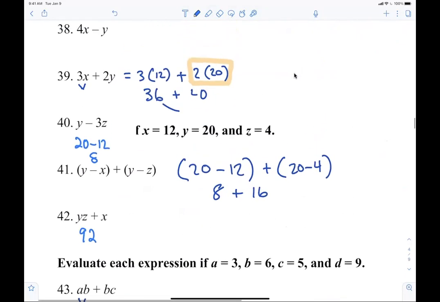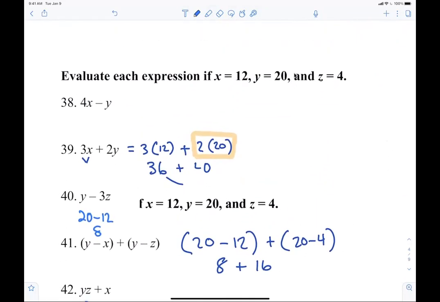All right. Next, Lila, 38. Because, oh, that's the one I'm doing, right? Yeah, 38. 18. Because 4 times 12 is 48, and then minus 20 is 28. Thank you. All right, I'm happy with that.